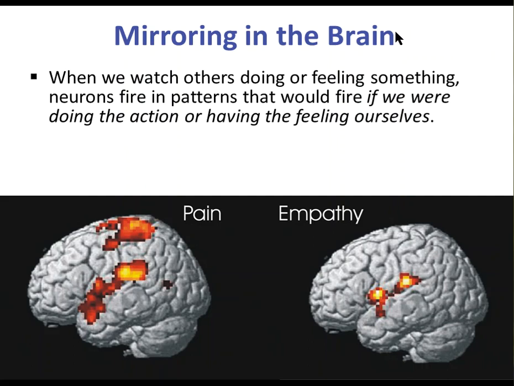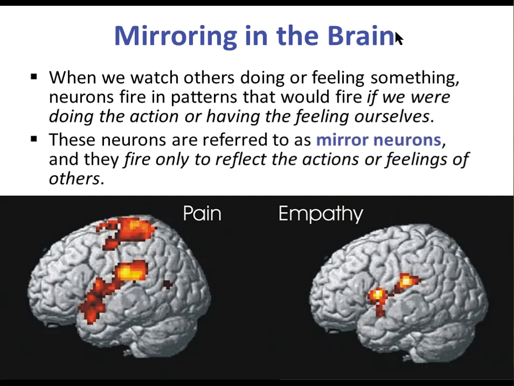So you can see the empathy or the emotional centers are lit up on the right image, but at the top of the brain, the somatosensory areas are not lit up. That is the person actually feeling the pain on the left. But we don't have the corresponding lit up brain in that area at all because we're not experiencing the pain, but we're experiencing the emotionality of it. So these neurons are referred to as mirror neurons, and they fire only to reflect the actions or feelings of others.